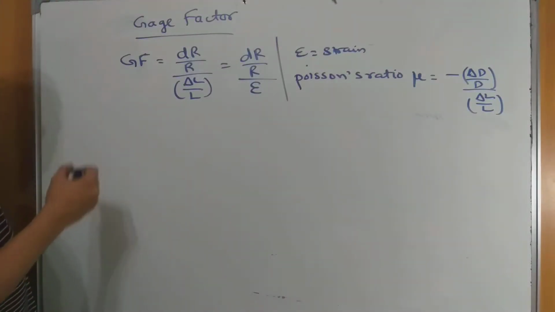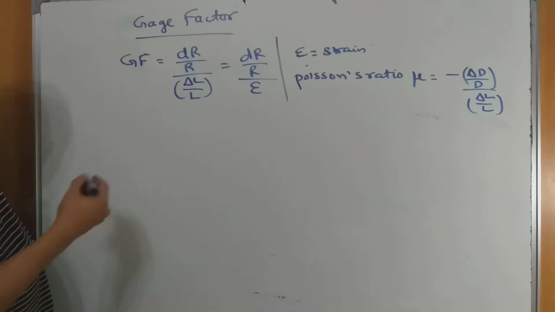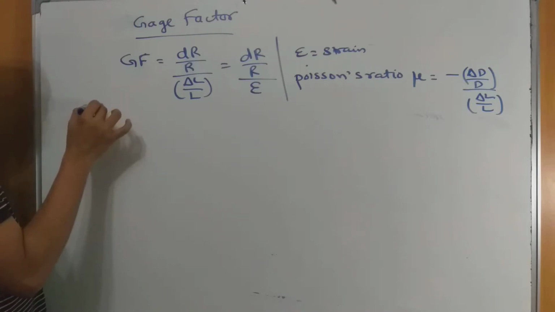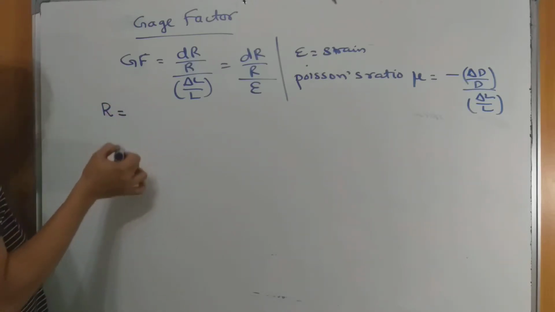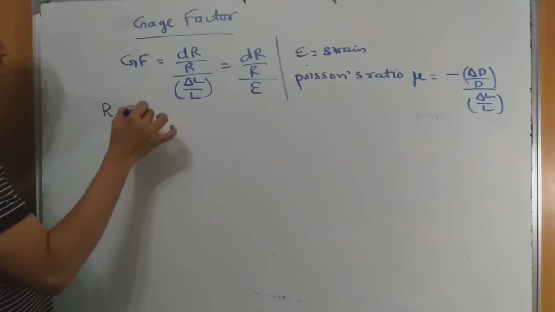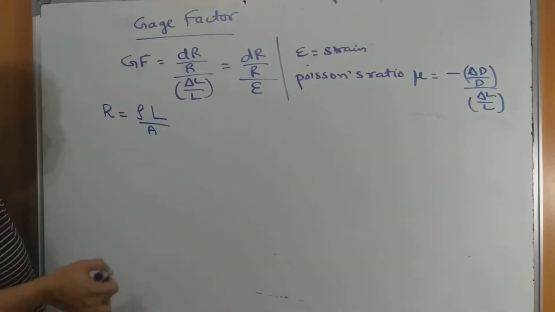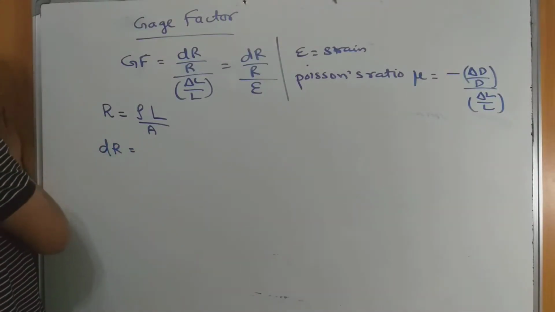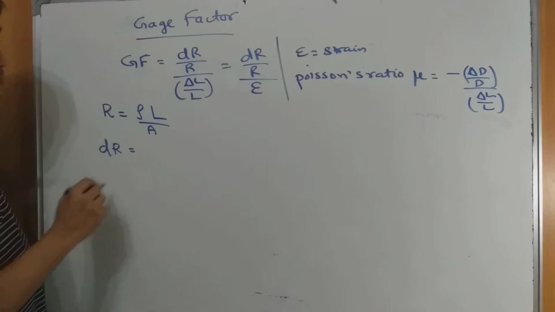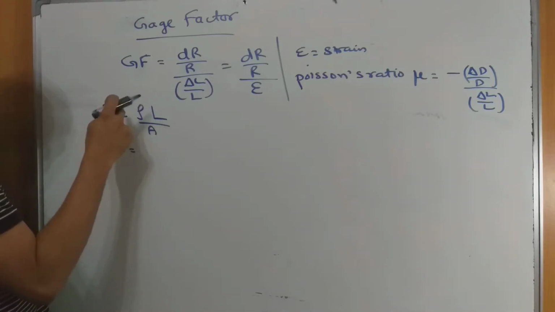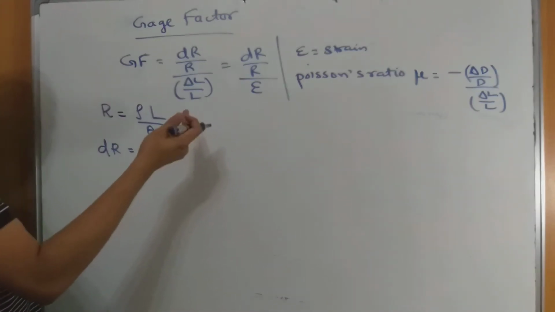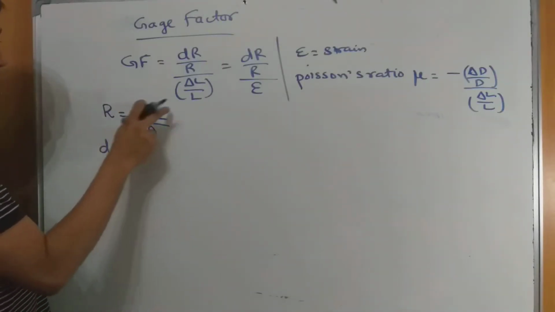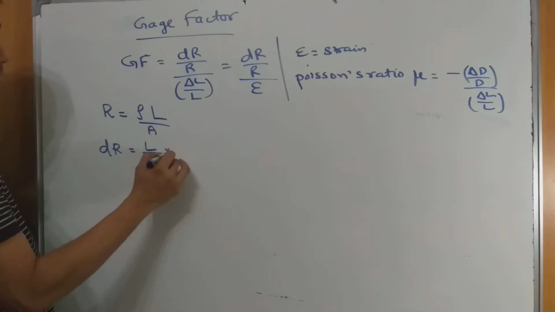Now in order to get to a final equation in terms of physical dimensions, we are supposed to start with a small derivation. As we studied already, R is equal to rho L divided by A. We are interested in del R, which is a change in resistance. To do that, we do the total differentiation. We differentiate each term by assuming that the other terms are constants. For example, I am going to differentiate first rho, keeping L and A constant.